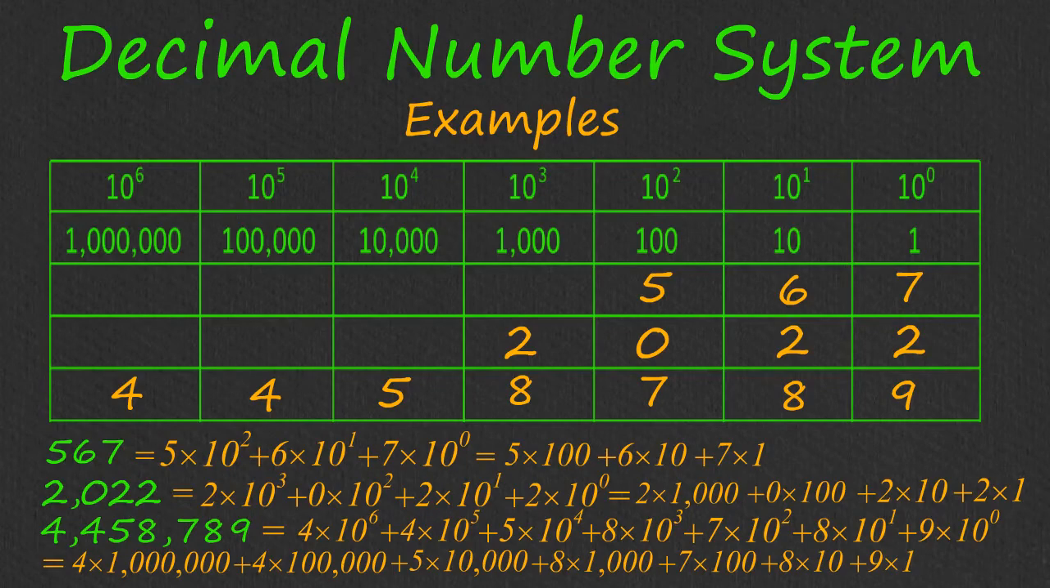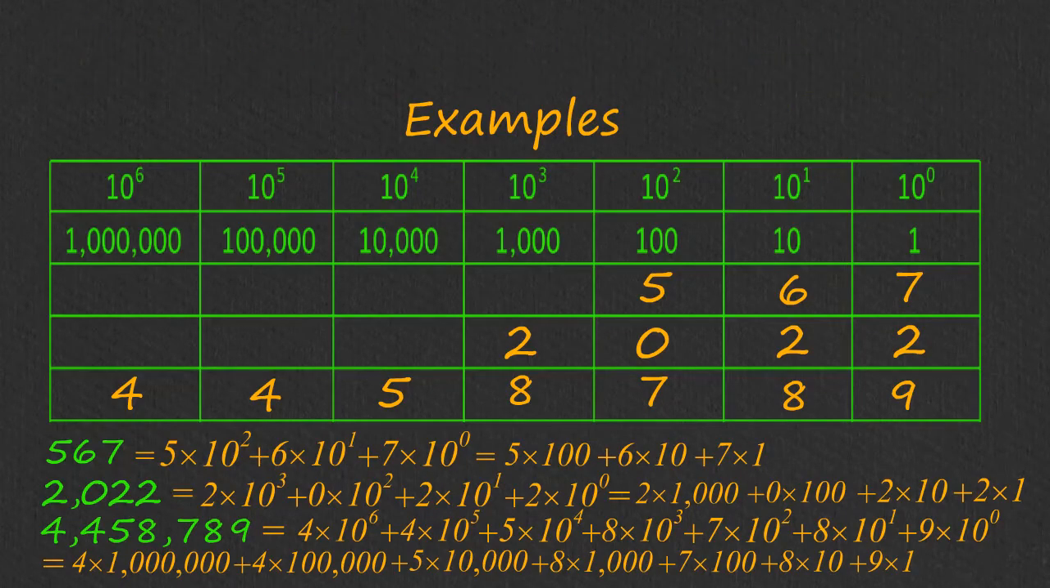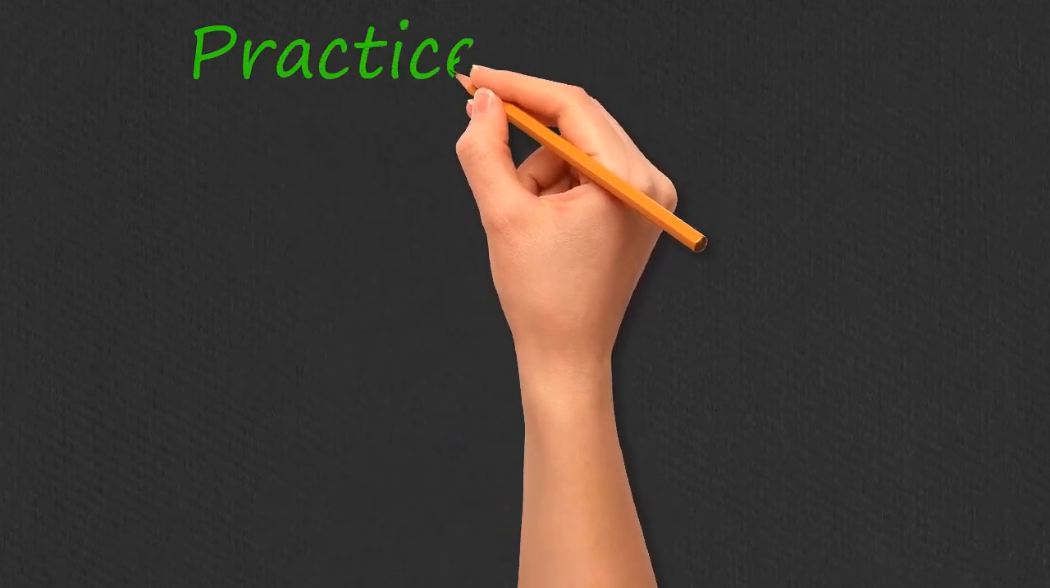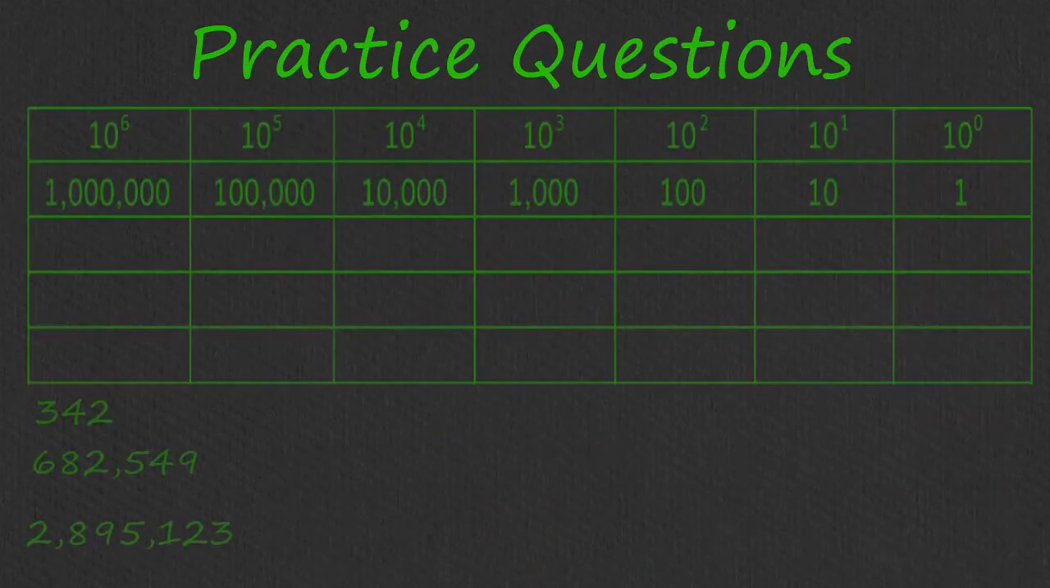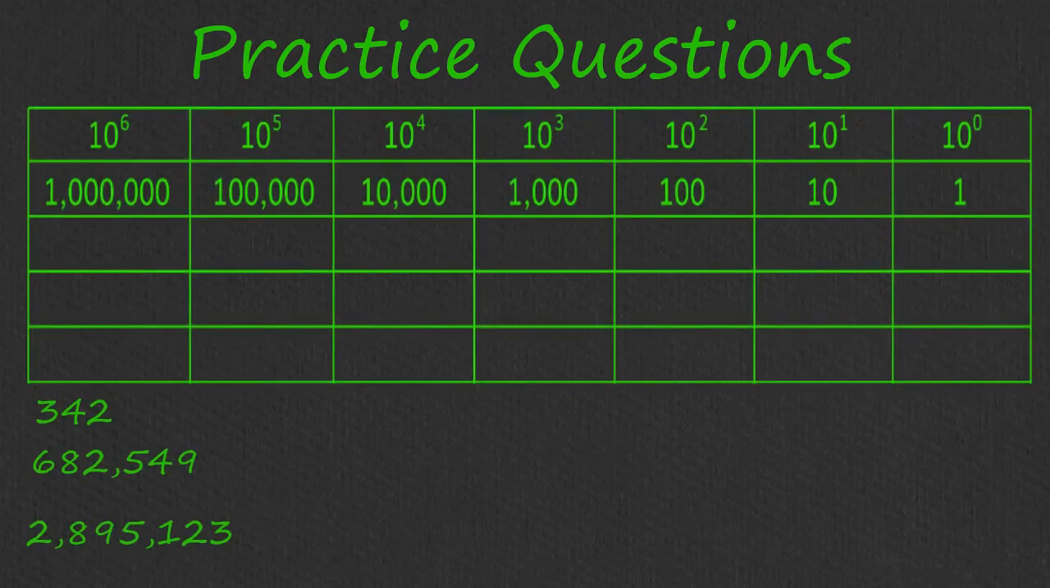I hope you have a good grasp of the decimal number system and the decimal place value table now. So let us check your understanding with the following practice questions. Try to place the numbers into the place value table correctly, then write out the long sum of digit and place value combinations using both the index and ordinary notation. Again, feel free to pause the video here and spend as much time on the exercise as you need. We all learn at a different pace.